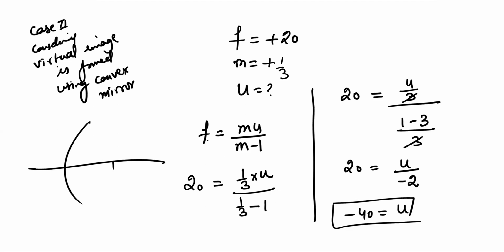So this is a convex mirror, right? Yeah, this is a convex mirror. So then the formula should be f equals to mu by 1 minus m, right? No, this m-1 is the same for both mirrors. 1 minus m is for lens. Whether it is a convex lens or a convex mirror, for mirror it is this, and for lens it is 1 minus. The formula is the same in both cases here.